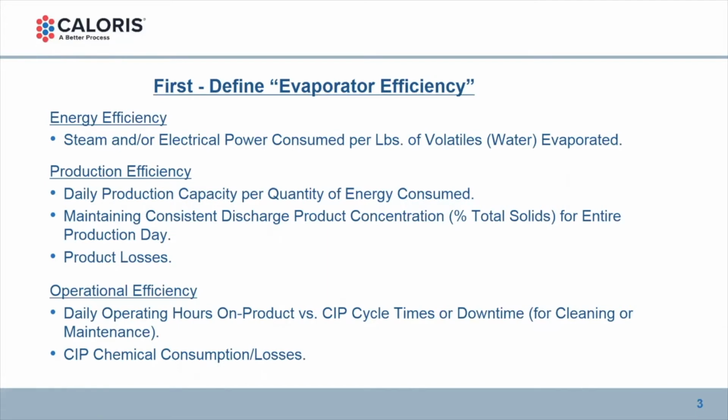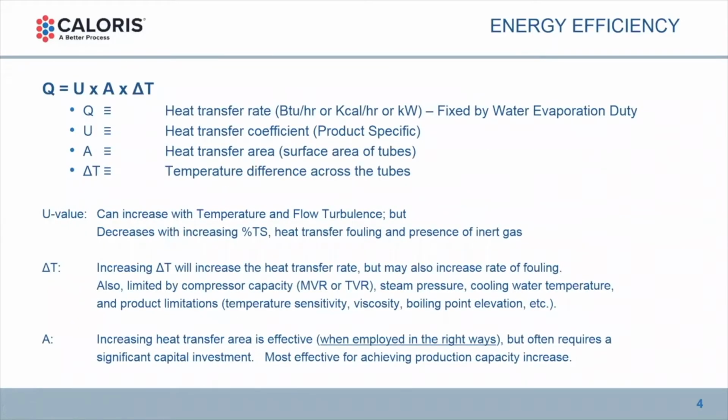So starting on energy efficiency, when we're working on evaporators, energy efficiency is basically this simple equation here. Heat transfer, how much water we are trying to evaporate, is how many BTUs or kilocalories of energy we need to put into that system to remove that water. And that is a function of the heat transfer coefficient, which is product specific, the available surface area, and the temperature difference across the heat exchange surface. So it's those three variables: the heat transfer coefficient, surface area, delta T.